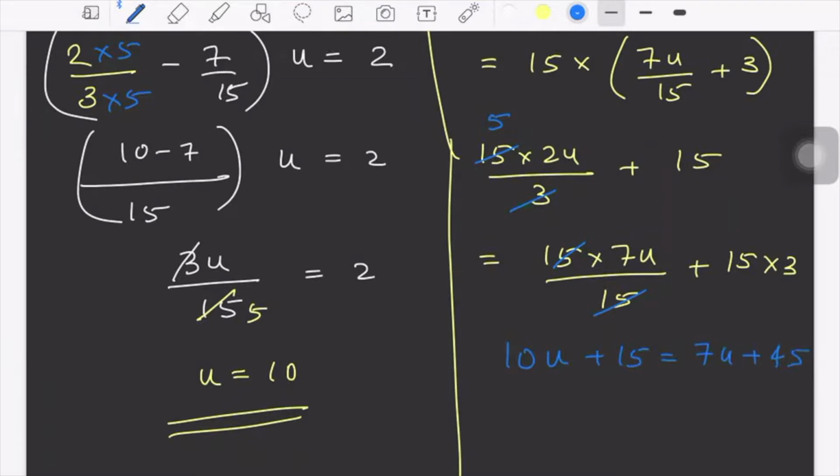Bring everything to one side. We have 10u minus 7u is equal to 45 minus 15. So we have 3u is equal to 30. u is equal to 10. Cool.